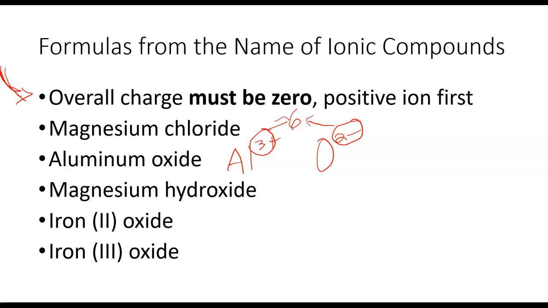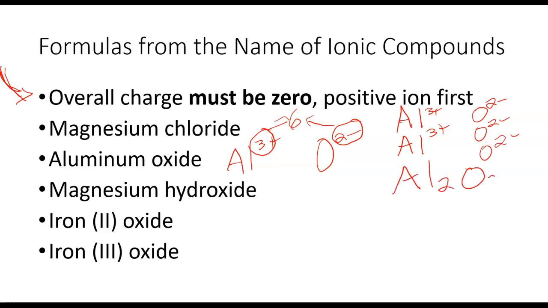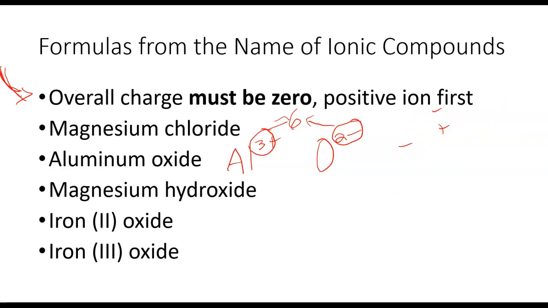So we need 6 positive charges, and we're going to need 6 negative charges for everything to cancel out. For aluminum, we're going to need Al3+. We're going to need 2 of these to give us 6 charge. Oxide, we're going to need 3 of them to give us 6 charge. We get a formula of Al2O3. So 2 aluminum ions, 3 oxide ions. So let's take a look at the next example.